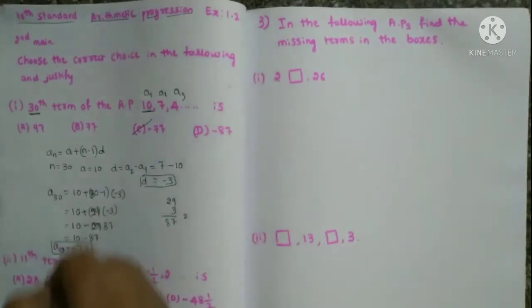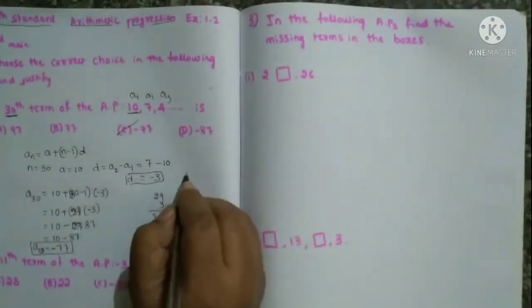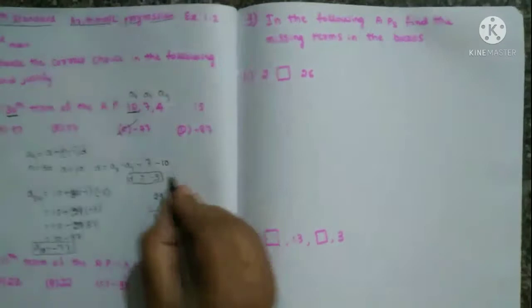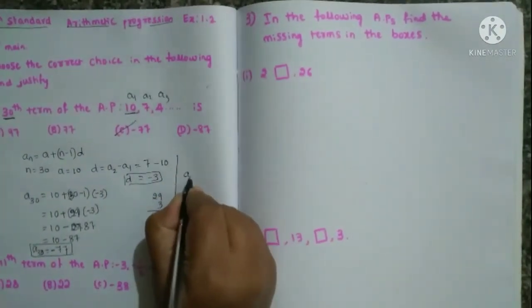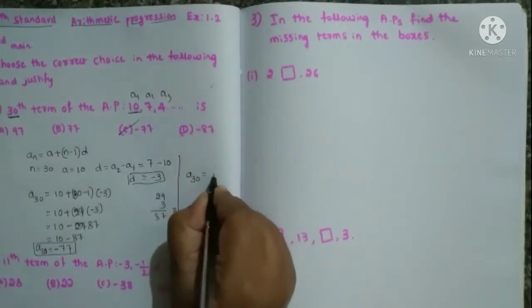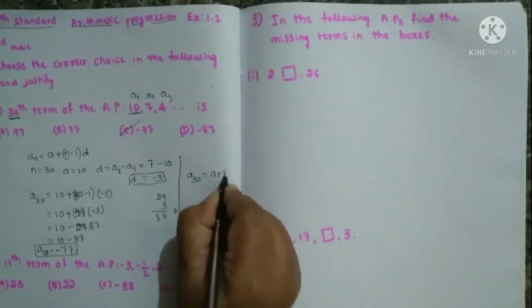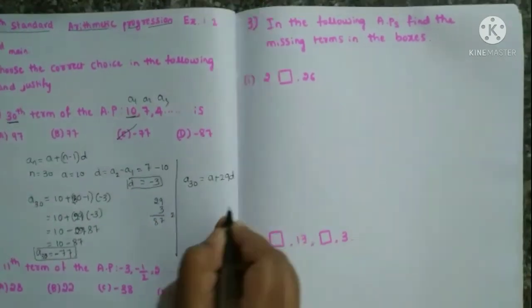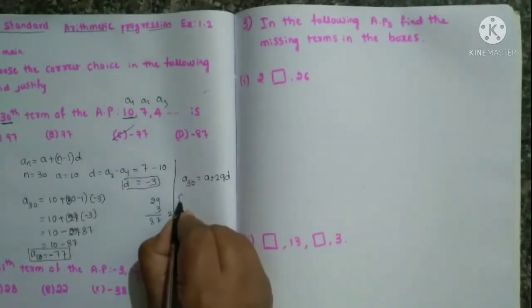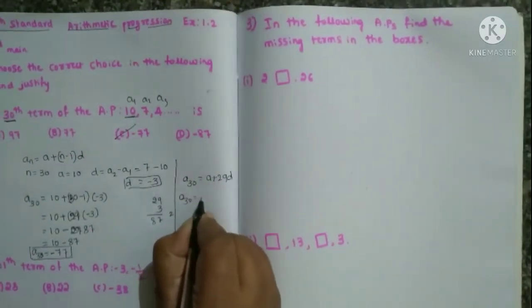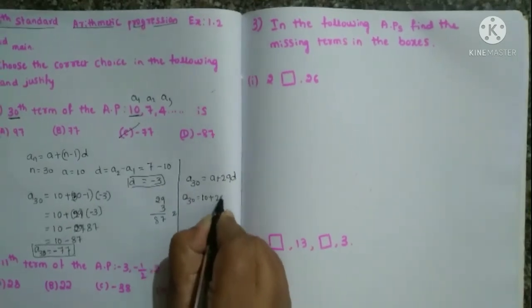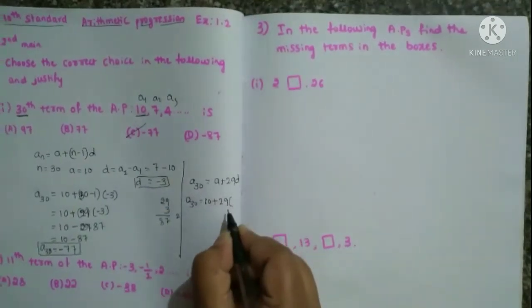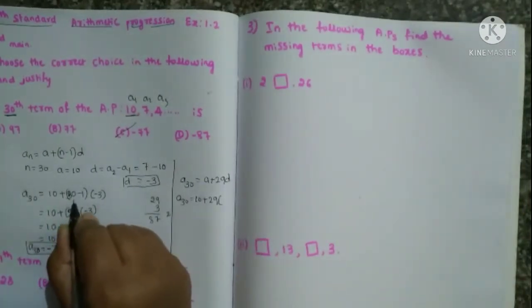See, you can do it like this also, or you can solve it directly. A30, right? Here I will do it. A30 is equal to, the direct formula is what? A plus 29d. You can write it like this, no? So A30 equals, A value is what here? 10 plus 29d. The d value is the same thing only. Only thing, this step you can skip.